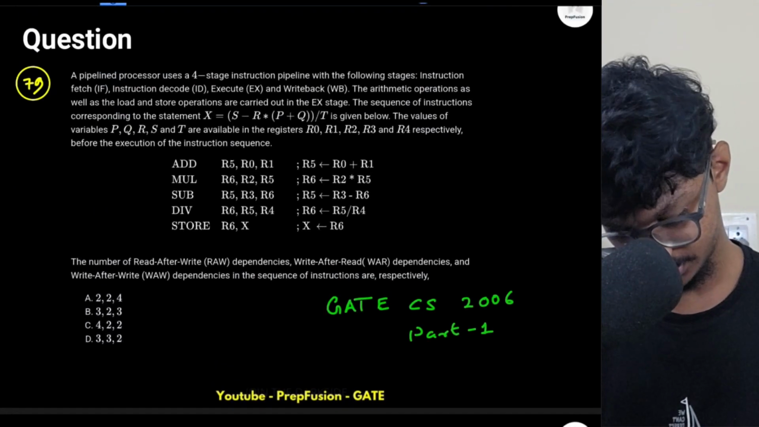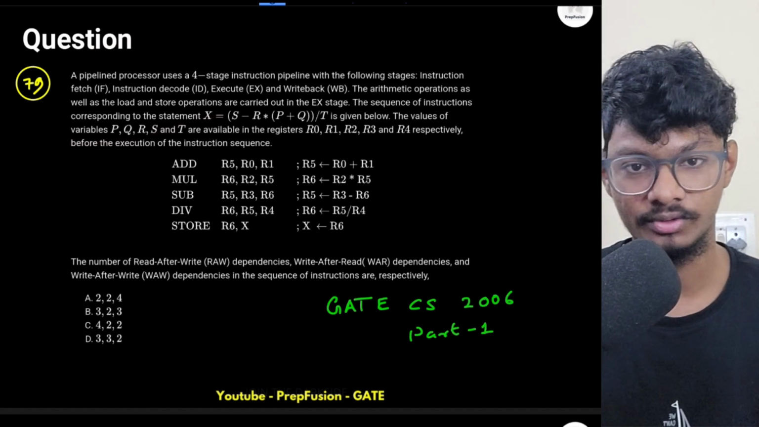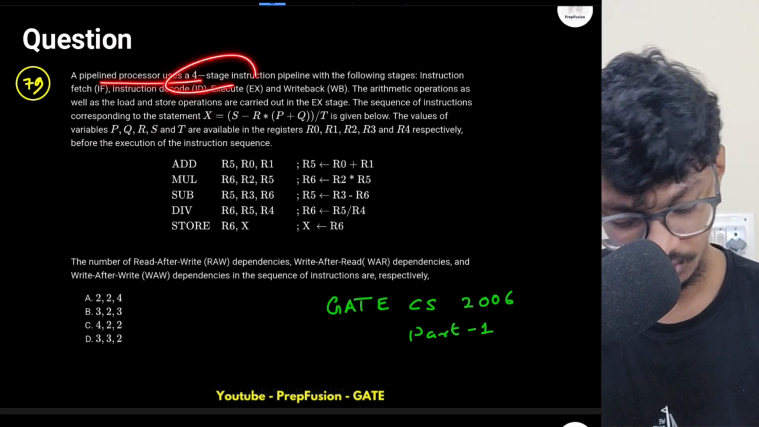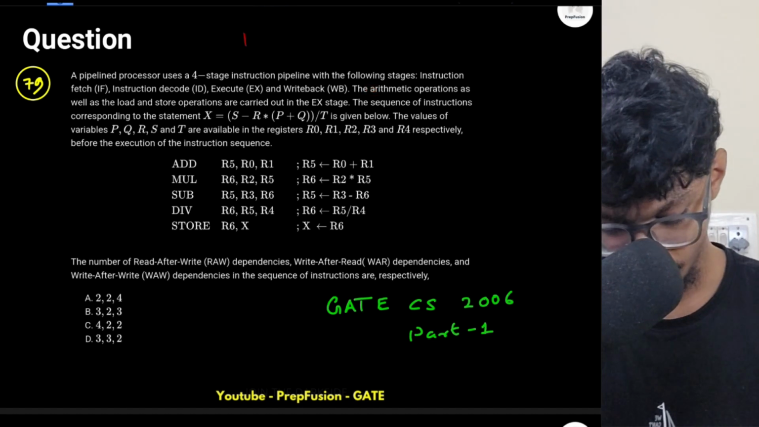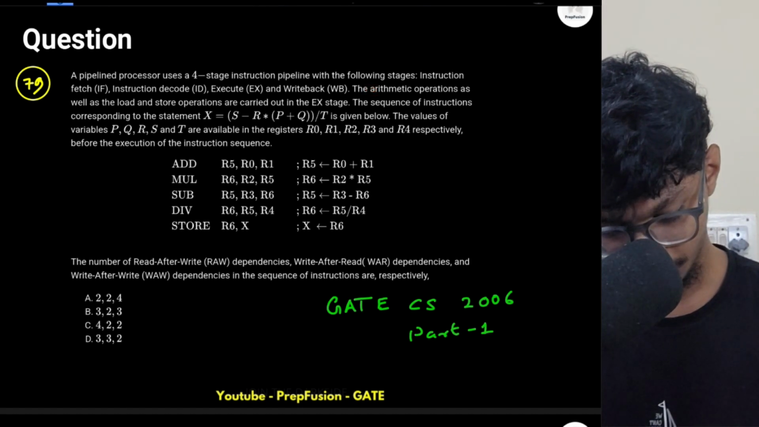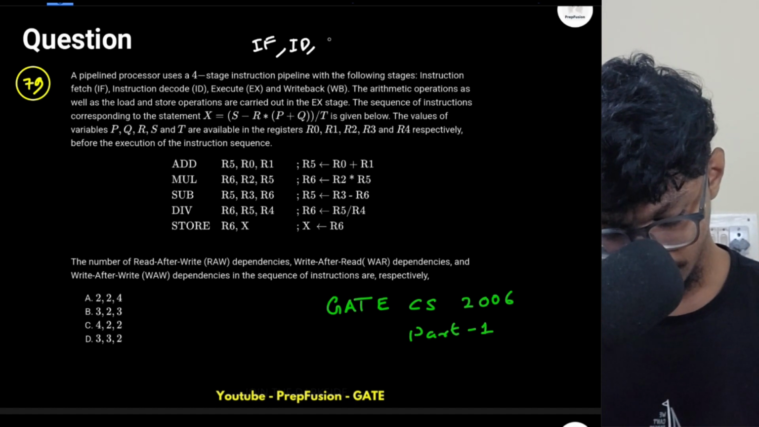So let's start with this one. What is this question telling? It is a very big question, so we have to read it. A pipeline processor has a 4-stage instruction pipeline with the following stages. First is instruction fetch, then instruction decode, then execute, and then write back.